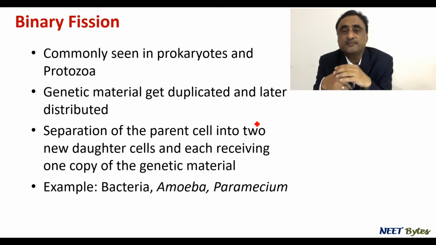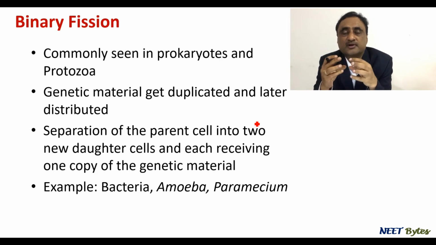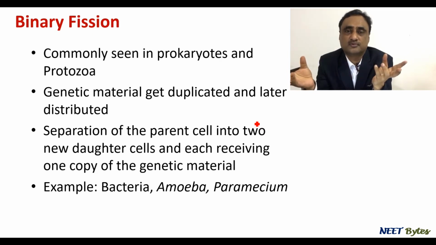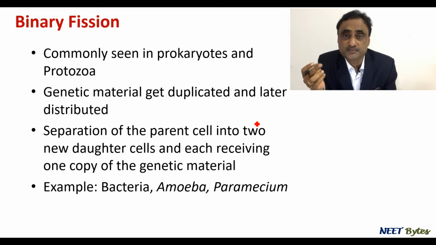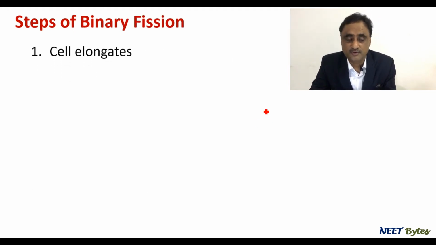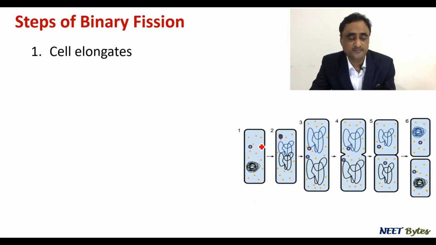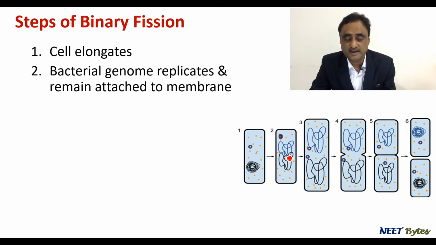And finally, a furrow will appear, and it will eventually divide the entire thing into two, okay? Let's see the steps. In the very first step, the cell will elongate, right? As you can see over here, the cell is actually elongating. Then the bacterial genome will replicate and remain attached to the plasma membrane, though it is not visible in the diagram. Actually it is attached to the plasma membrane or mesosome, because that is the thing which helps in the distribution, okay?